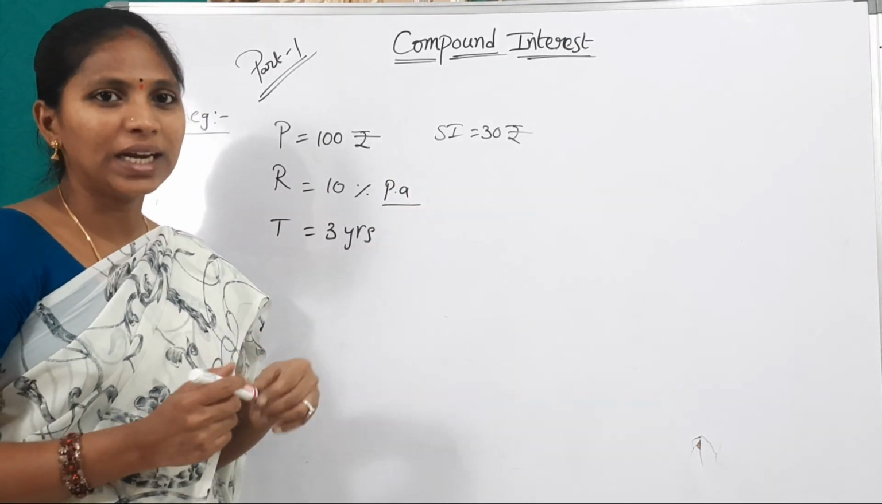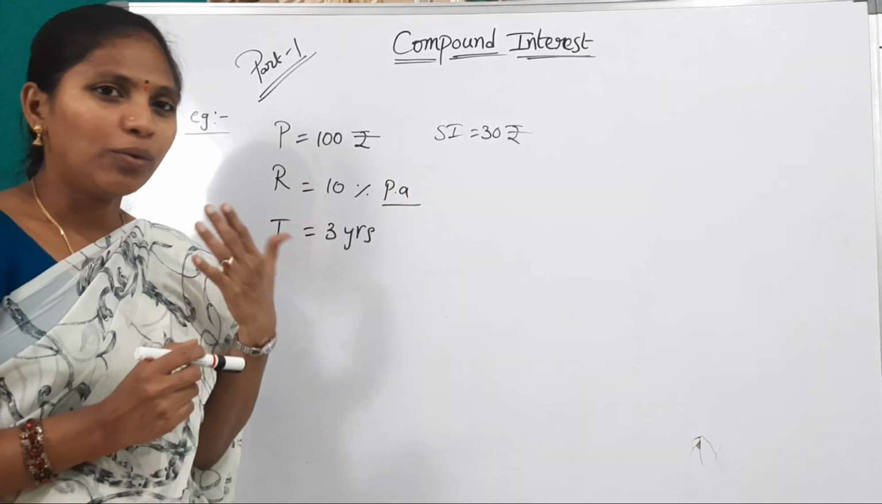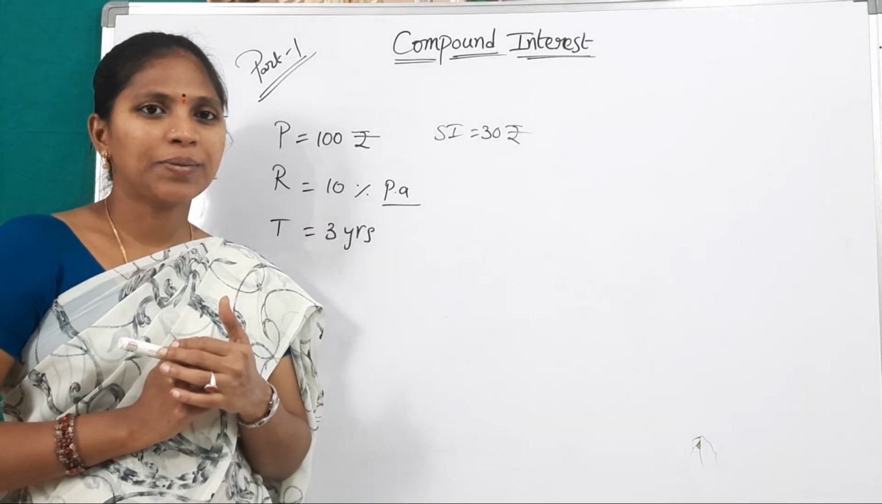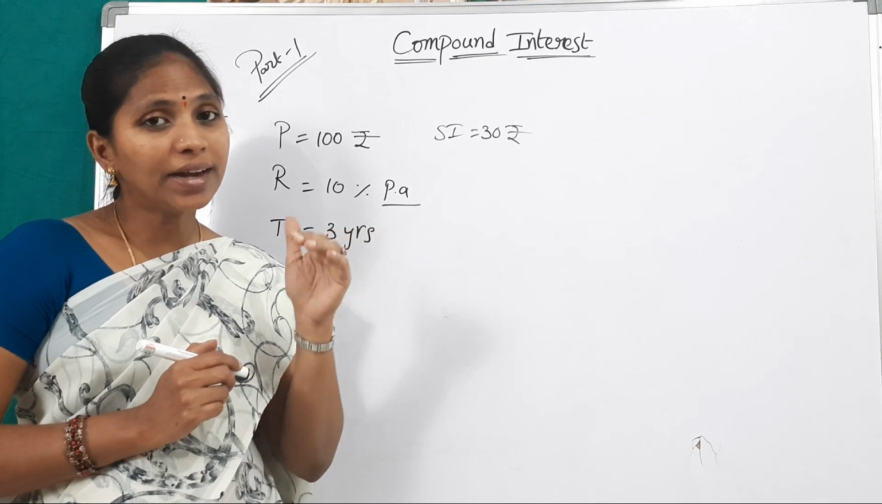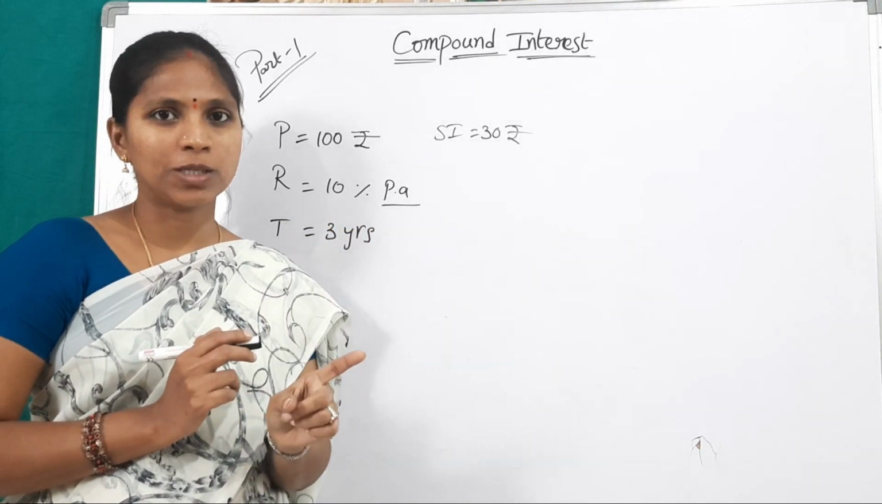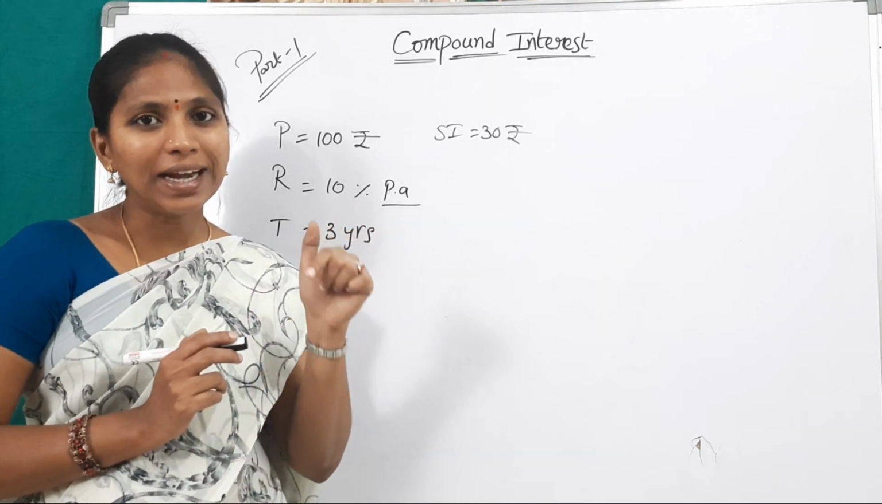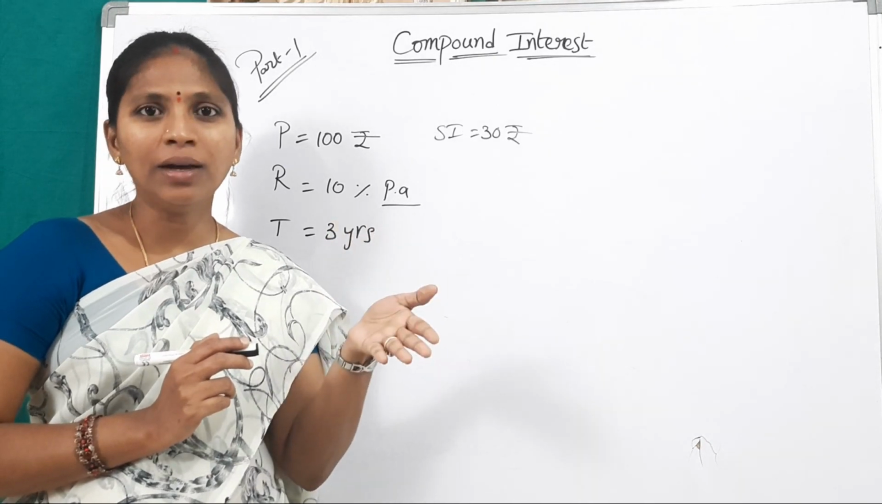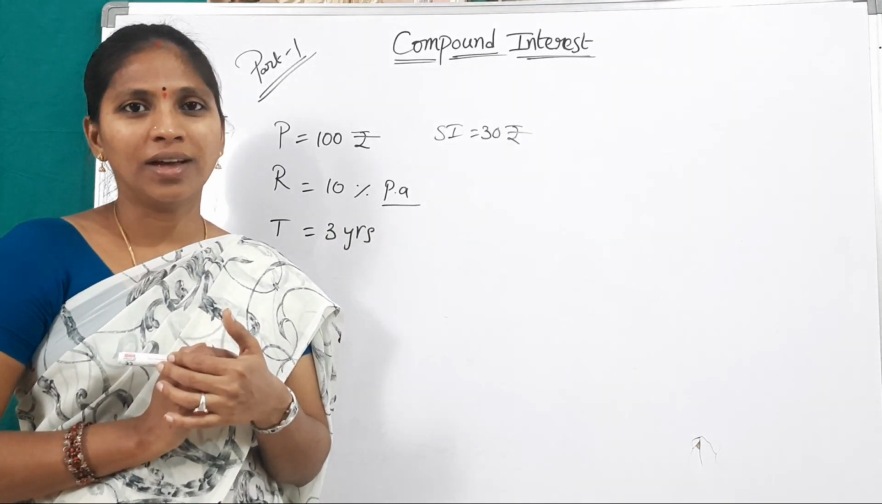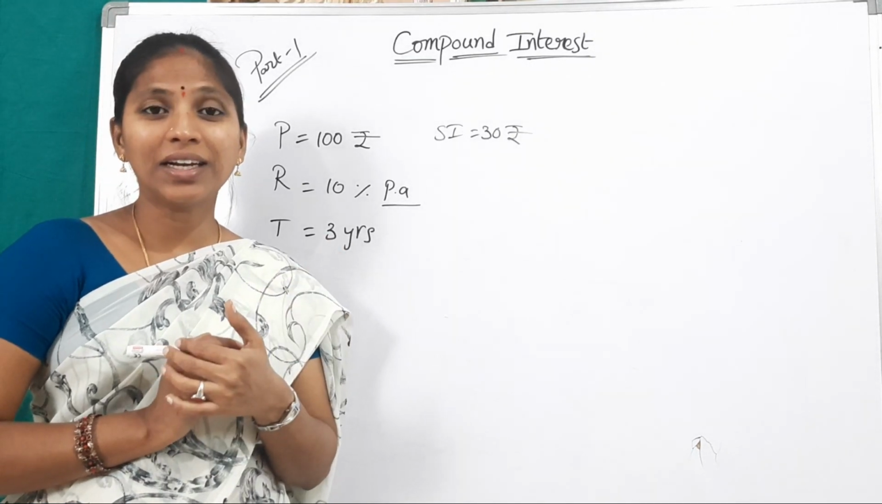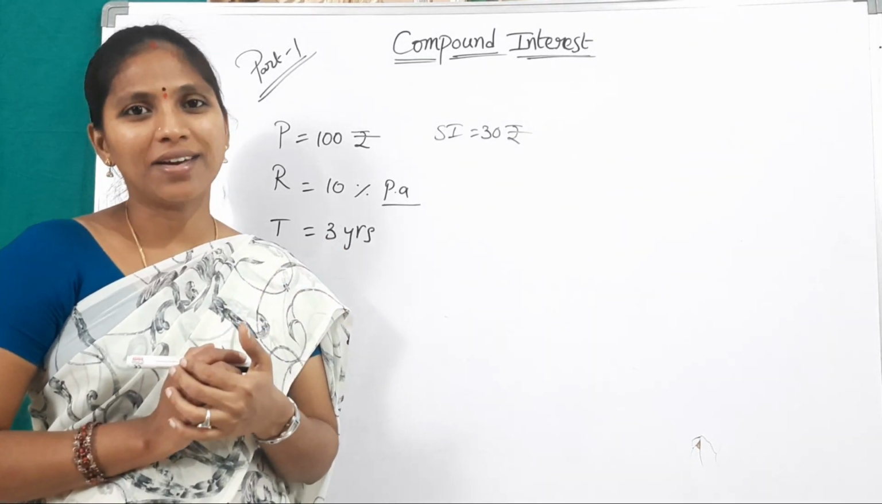Now I want to calculate compound interest. What is meant by compound interest? The interest is calculated on interest also, not only on the principal but also on the interest gained in the previous year. That is called compound interest. The name suggests that it is a complicated interest.